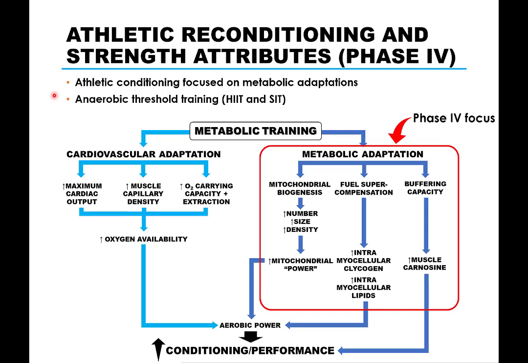Now, the other component of phase 4, concurrent with developing strength attributes, is athletic reconditioning, which is in essence conditioning specific to the metabolic or energetic demands of the athlete's sport. In most sports, the best performing athlete is one who can produce more work with less fatigue. For example, being able to run faster with less fatigue.